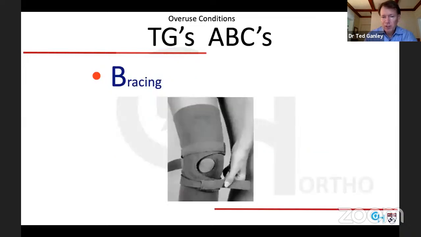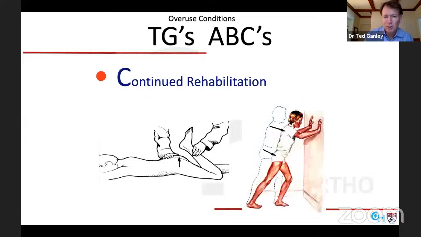B is bracing. There's rubbery type sleeves. You don't necessarily need patellar straps as in this case, but neoprene sleeves can help the kids feel like it's the warmest day of the year, give them a bumper effect. But otherwise, I think that's the least important of the three.